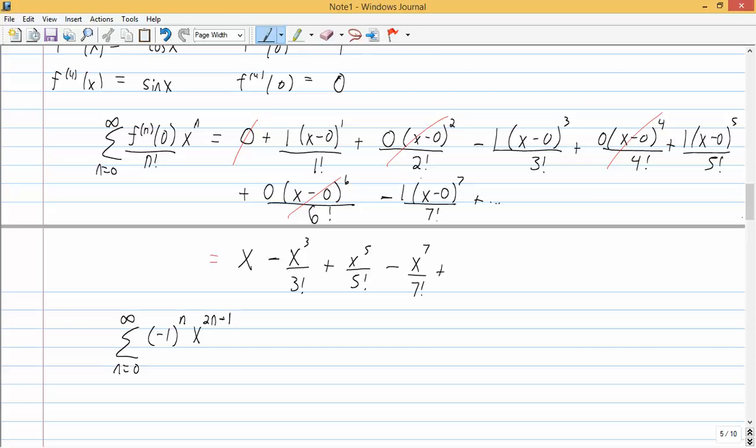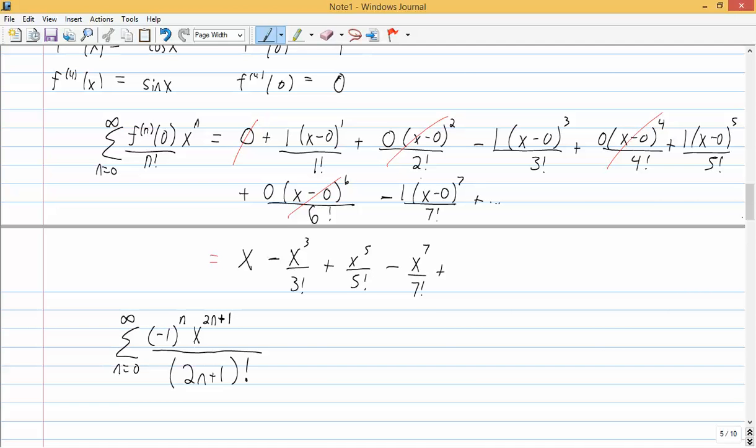Would that, no, 2n plus 1? Because then, if we let that be 0, that will be to the first. Then when that's 1, that would be 3. And when that's 2, that would be 5. Alright. And I want the same thing in the denominator, but I want it to be factorial. So what is it? 2n plus 1 factorial.